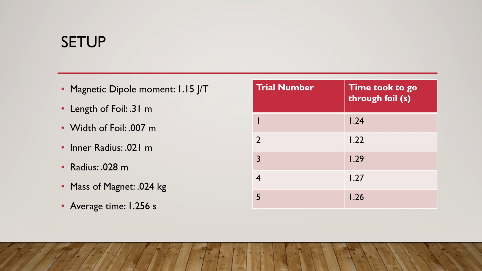In the experiment, the magnet was dropped through the foil 5 times, and I recorded the time it took each time. The first was 1.24, and the rest of the trials are as stated. Some key things we need to know: the magnetic dipole moment was 1.15 joules per Tesla. The length of the foil was 0.31 meters. The width of the foil was 0.007 meters. The inner radius of the foil was 0.021 meters, and using simple math, the radius of the foil was 0.028 meters. The mass of the magnet was 0.024 kilograms, and the average time it took was 1.256 seconds.